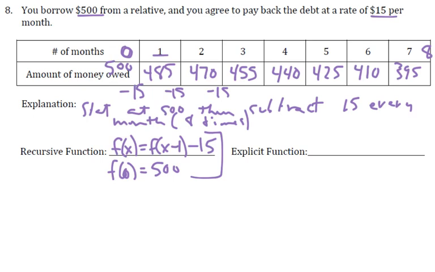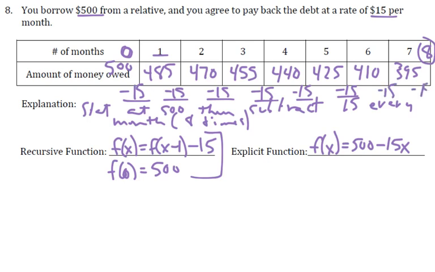Then our explicit, you can kind of use those same numbers. We say, okay, where did we start? Well, we started at 500. And what are we doing to 500? Subtracting 15 how many times? X amount of times, right? That's what that minus 15 stands for, X amount of times. So if I were going to do it 8 times, we'd go 15 times 8. Because that's how many times we would have subtracted 15. And remember, multiplication is that repeated addition, the shortcut.